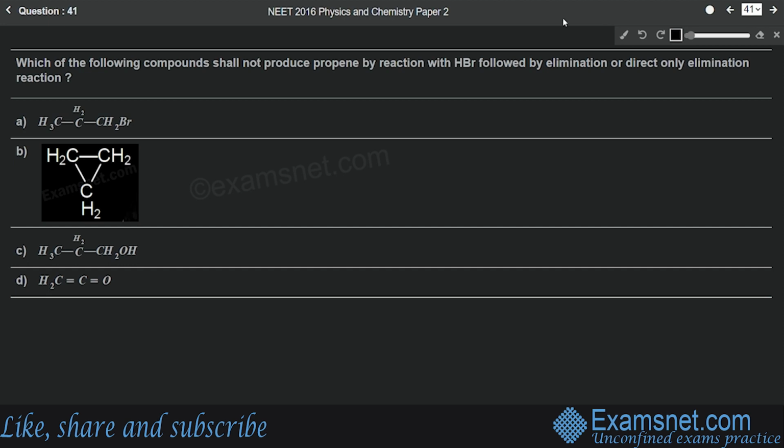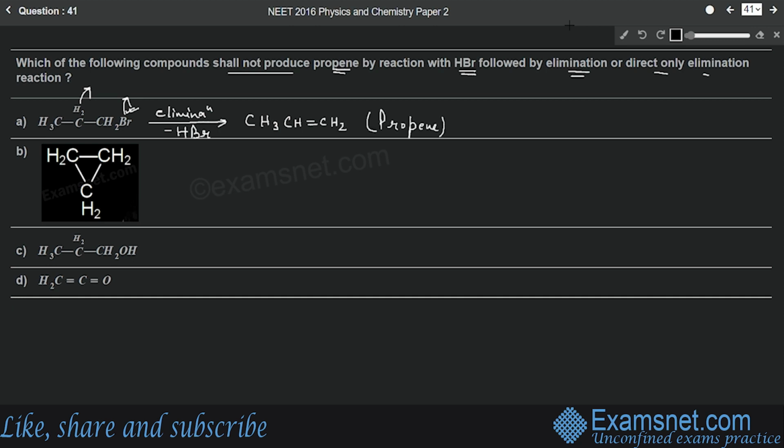Now question number 41 is from the chapter haloalkanes and haloarenes, and the question is, which of the following compounds shall not produce propene by reaction with HBr followed by elimination, or direct only elimination reaction. So let's check. In the first one bromine is already present, so there is no need for the reaction with HBr, and direct elimination can be done. This bromine and one of the hydrogens from this position will be eliminated. So minus HBr. As a result, the product obtained will be propene, CH3, CH, double bond CH2.